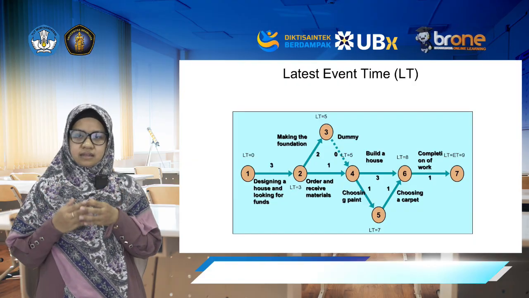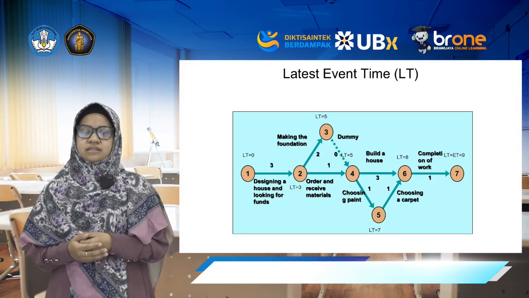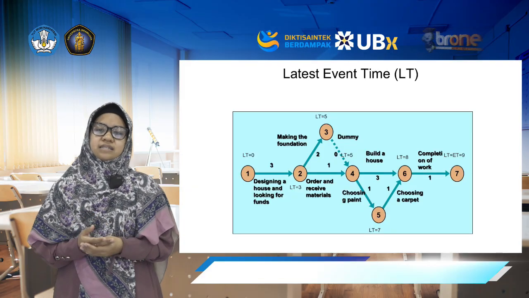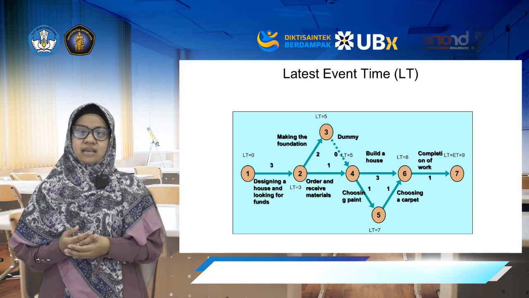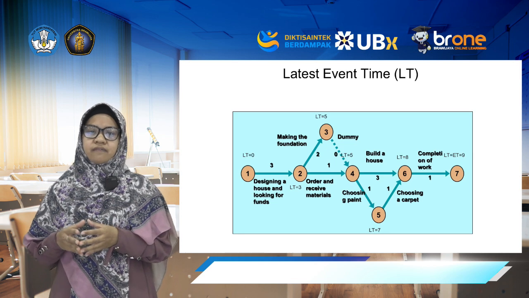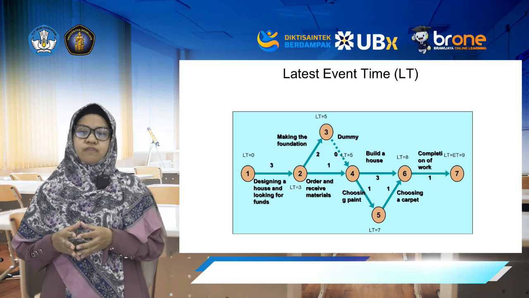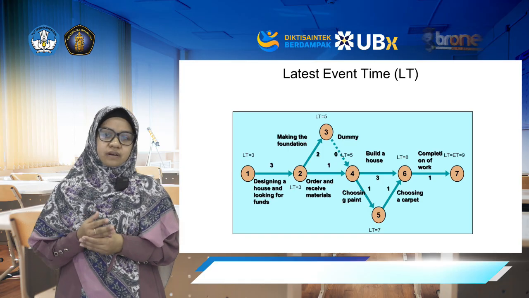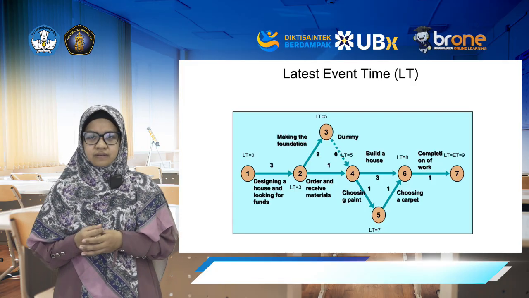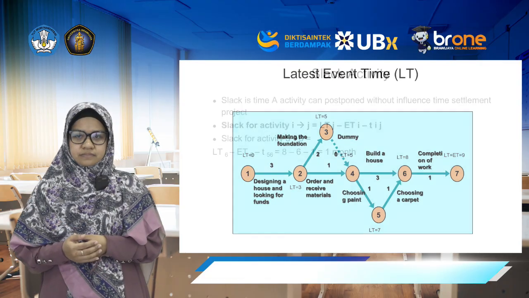So with the same method, the LTs are: LT1 is 0, LT2 is 3, LT3 is 5, LT4 is 5, LT5 is 7, LT6 is 8, LT7 is 9. Notice that nodes on the critical path have ET equal to LT, for example 1, 2, 3, 4, 6, and 7. Node 5 has slack: ET5 is 6 versus LT5 7, meaning that branch can slip one time unit without affecting the finish date.